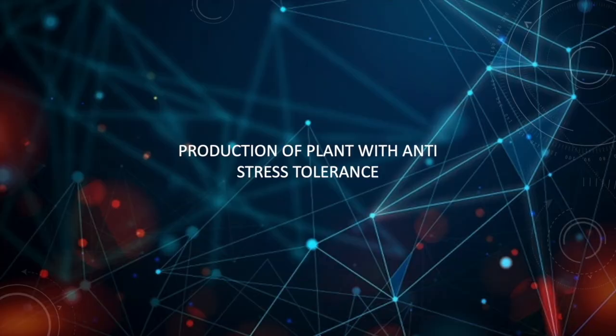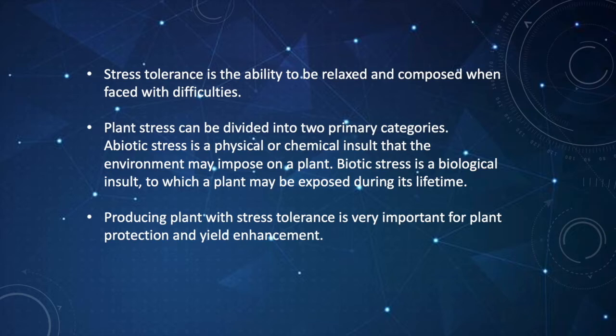Next is the production of plants with anti-stress tolerance. Stress tolerance is the ability to be relaxed and composed when faced with difficulties. It is very important for plants to have a high stress tolerance so that the plant can survive for a longer time. Plant stress can be divided into two primary categories. Firstly is the abiotic stress and the second is the biotic stress. Abiotic stress is a physical or chemical insult that the environment may impose on a plant. Examples of abiotic stress include cold, drought, salts, and heavy metals.